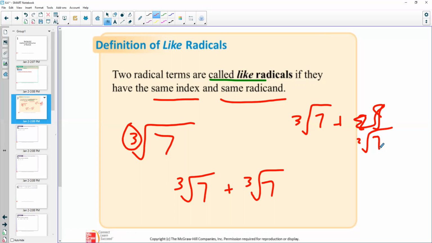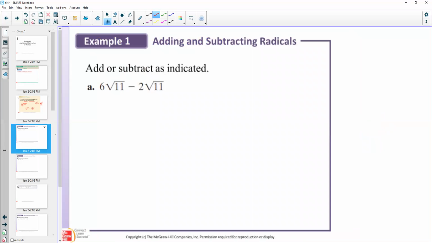The cube root of 7 is a thing. You think about it like a variable. Let's see some examples. This is 6 radical 11 minus 2 radical 11. So basically I have 6 of the radical 11s, and I want to take 2 of them away. The radical 11s match exactly. They have the same radicand and the same index. They're both square roots, and the 11 is under the radicand. So they match completely. I can subtract.